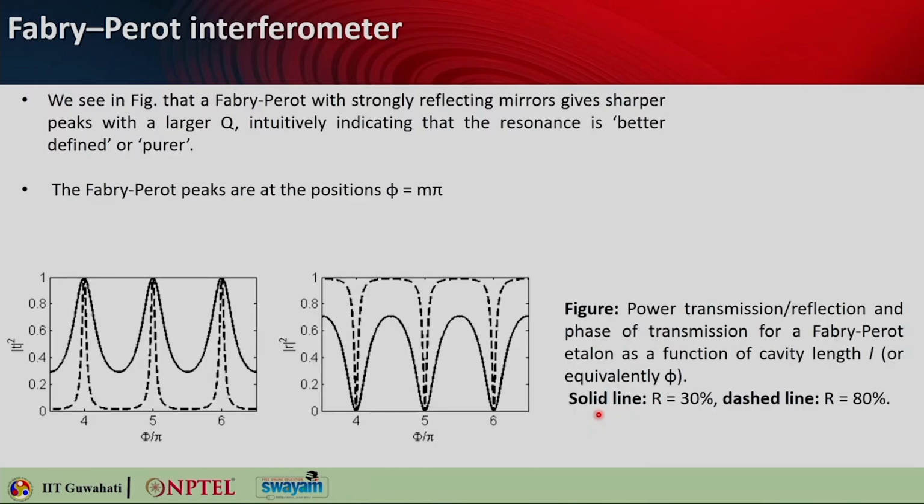So, this is how it looks. If you take r equals 30, you will get this solid line. You see they are not that fine, not that sharp. You still have transmission, but it is not that selective. On the other side, this is basically the transmission spectrum. At these particular cases where the phase is 4 pi or 5 pi or 6 pi, it means every m pi, you see there is a resonance, fine, and this is the transmission resonance.